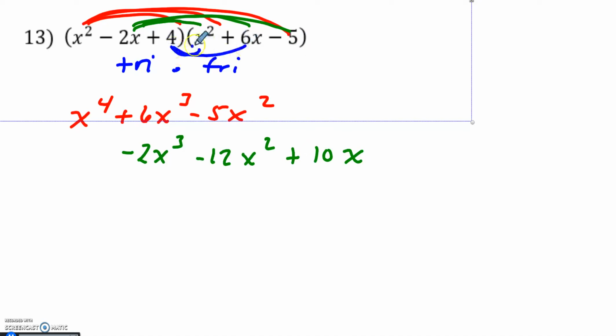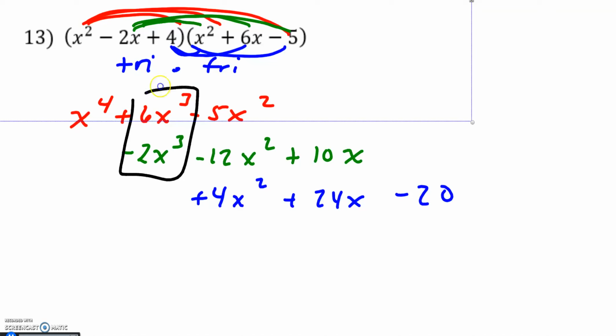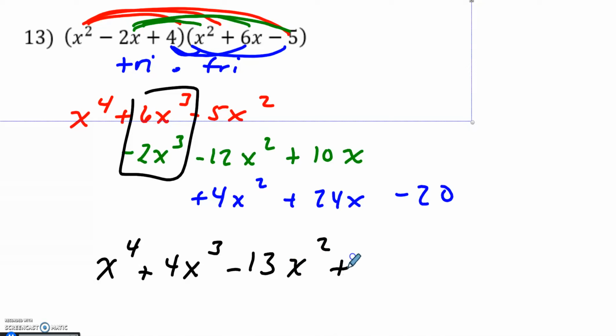Lastly, if I distribute the 4 in, I would have a positive 4x squared, I would have a positive 24x, and I would have a negative 20. Notice again how I line things up. So now I notice that I have these as like terms, I have these as like terms, and those. So my final answer would be x to the fourth plus 4x to the third. Let's see, negative 5, negative 12 is negative 17, plus 4 is negative 13x squared, plus 34x minus 20.